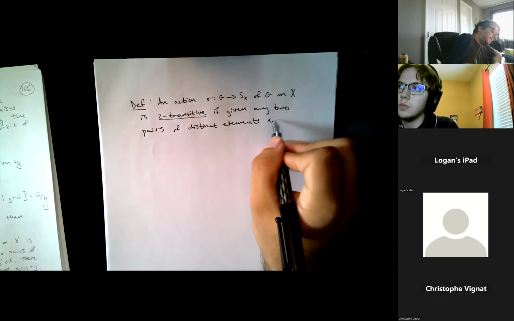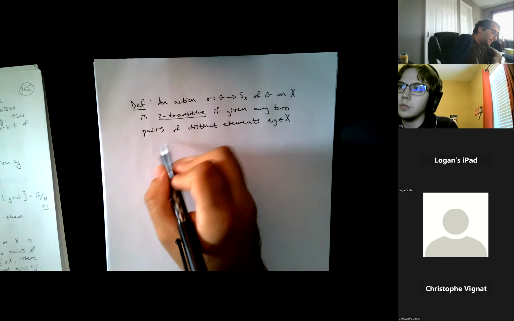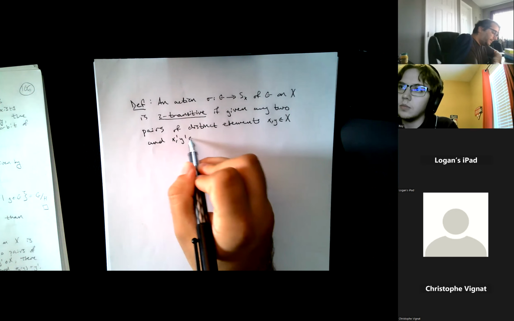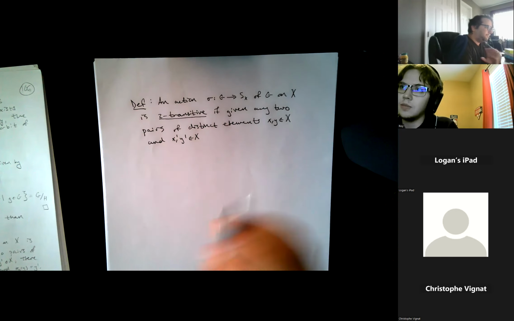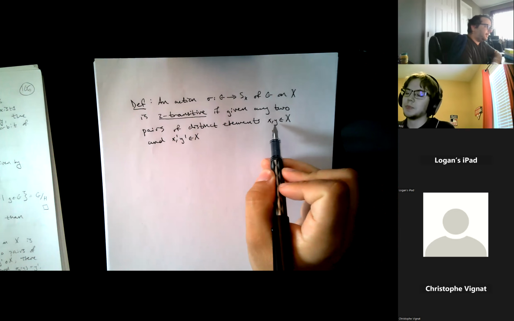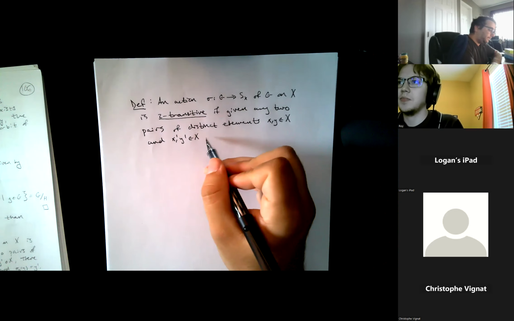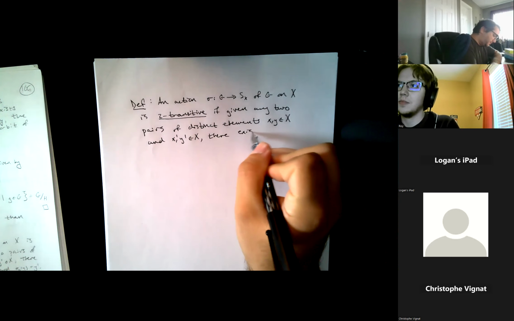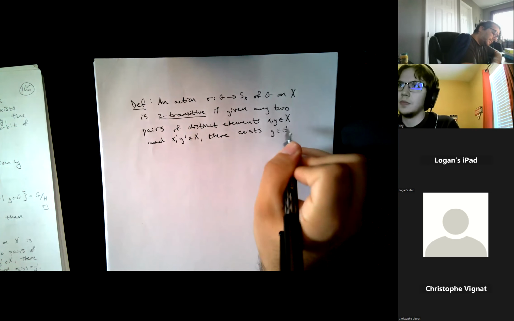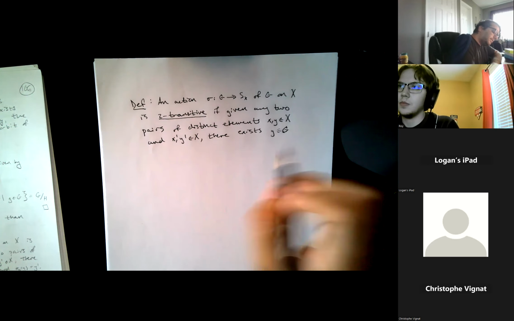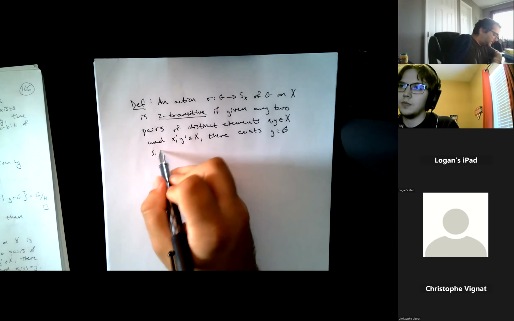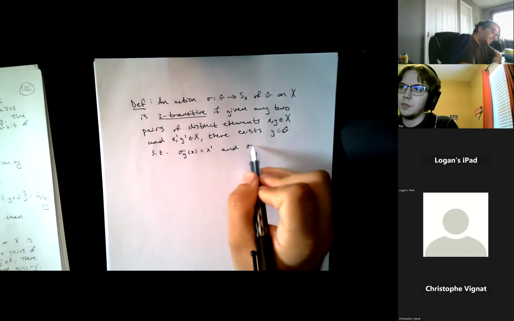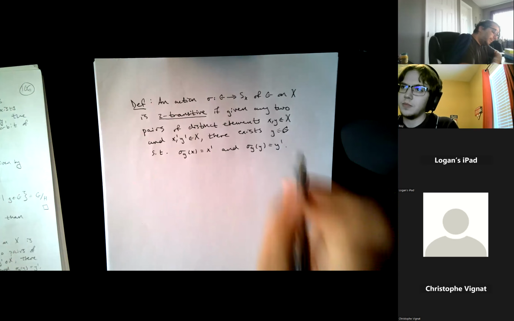We need distinct elements x, y, and distinct elements x prime, y prime. So to be abundantly clear, x is distinct from y, x prime is distinct from y prime. There exists a G, just a single G, such that sigma G of X is X prime, and sigma G of Y is Y prime.